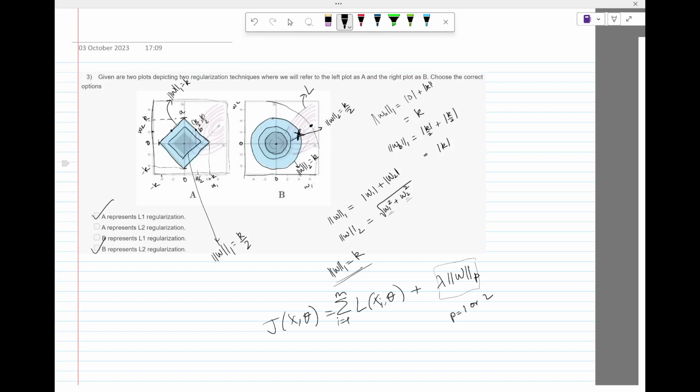So what we had to know basically here is what these L1 and L2 norms mean. The L1 norm plot for a two parameter model is something like this, while the L2 norm is concentric circles, the contour. For higher dimensions it will be concentric hyperspheres, while this will be concentric hypercubes.